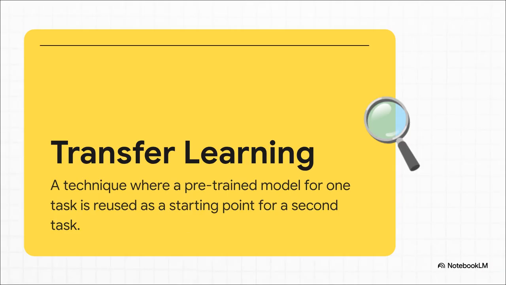So what exactly is it? Well, officially, transfer learning is a technique where a model that's already been trained for one big task, like, say, identifying thousands of different objects, is then reused as the starting point for a brand new but related task. The point is, we're not reinventing the wheel here. It's more like we're taking a high-performance engine that already exists and just putting it into a new car.